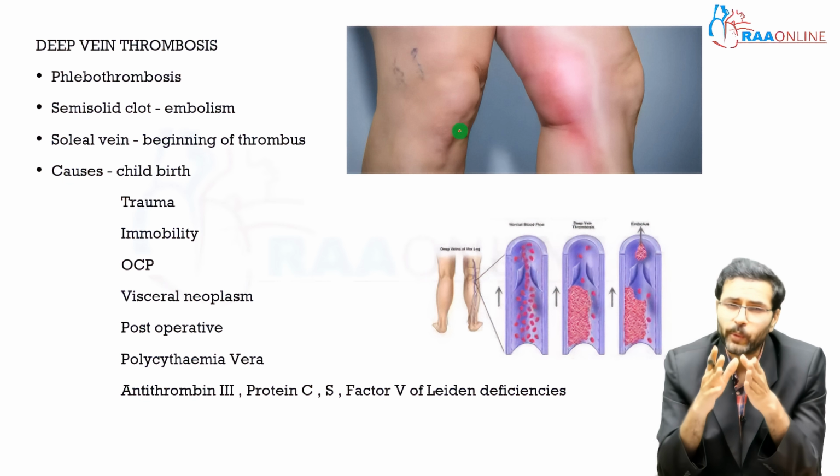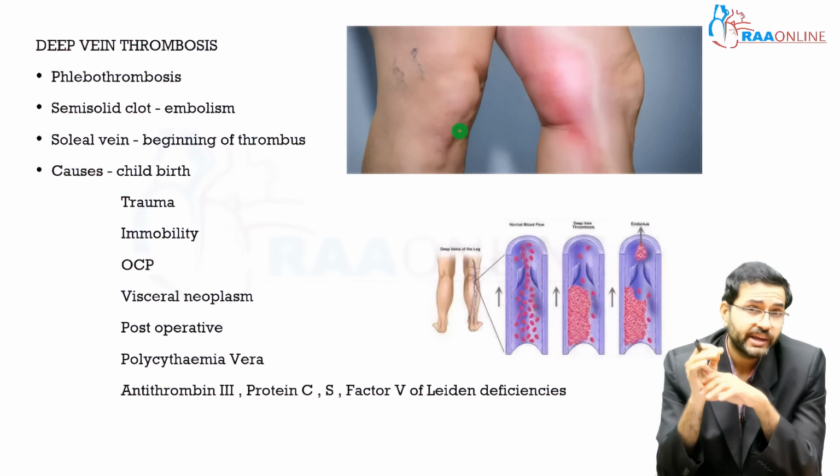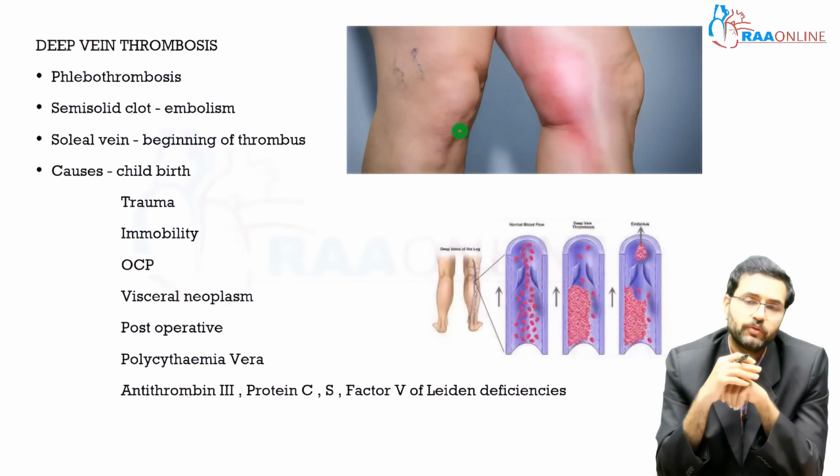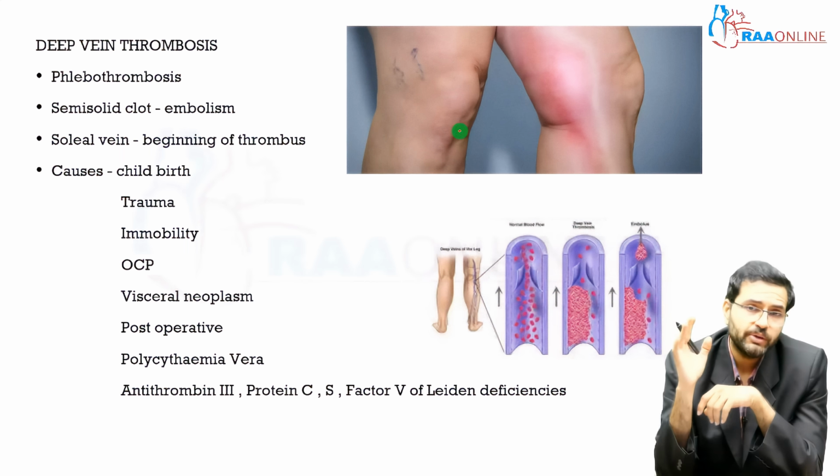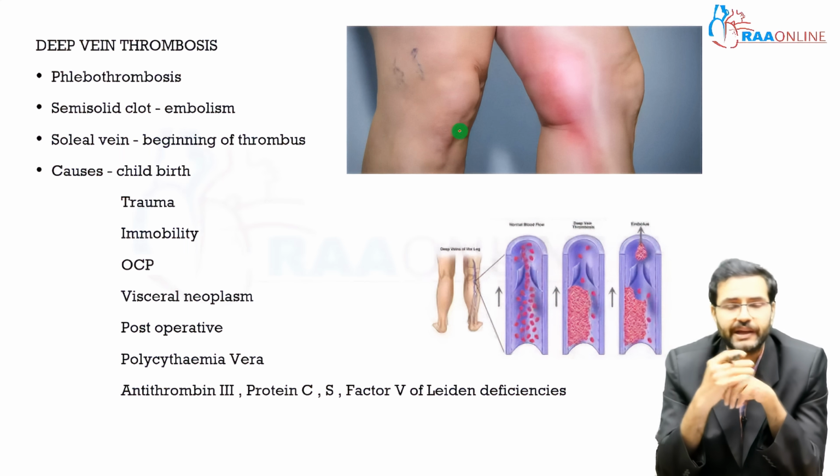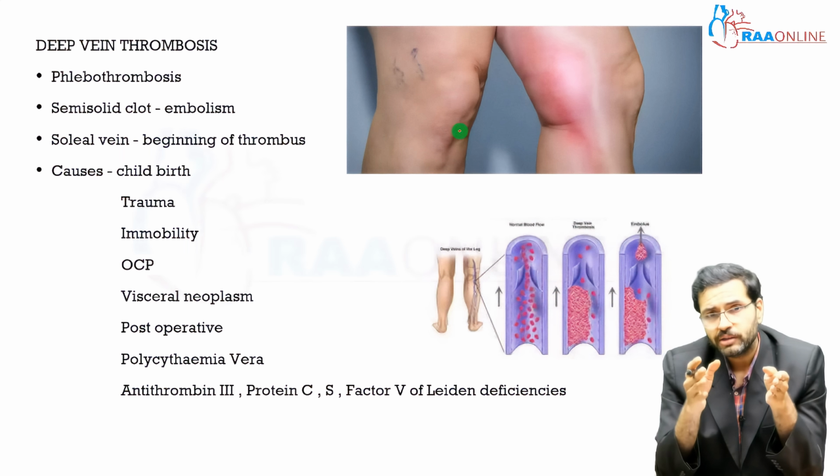The most common vein which is involved initially, at least in deep vein thrombosis, is the soleal vein, from where it can proceed proximally to involve the other deep veins of the leg. For any thrombosis to occur, the classical triad of Virchow has to be fulfilled.